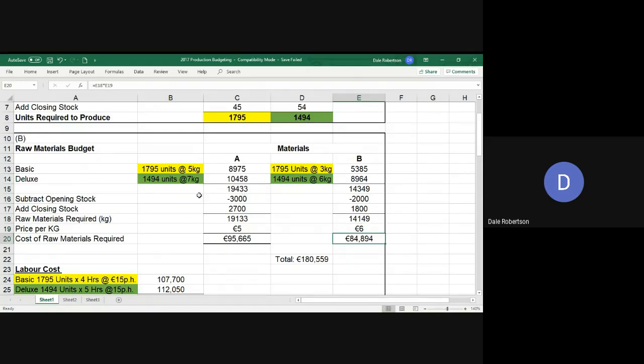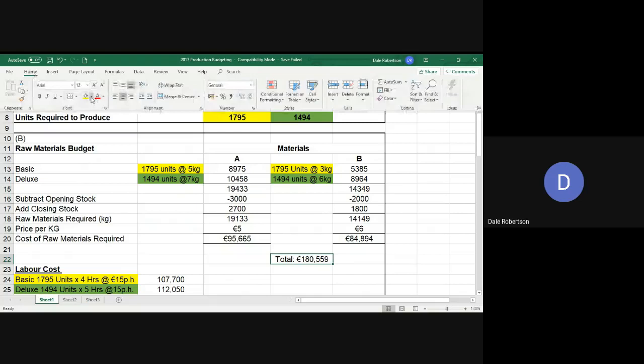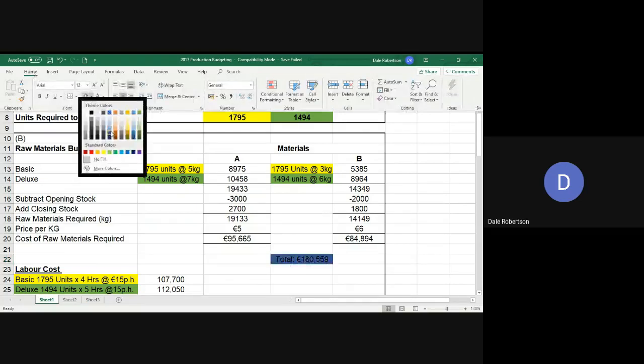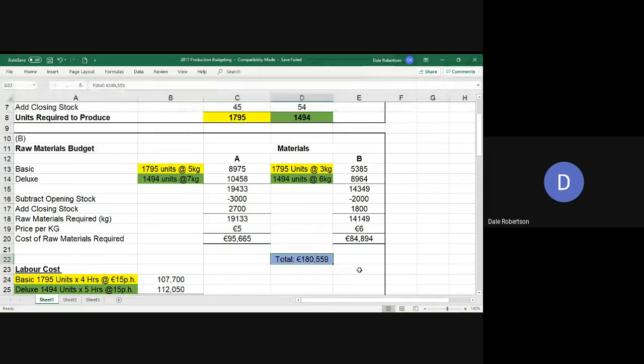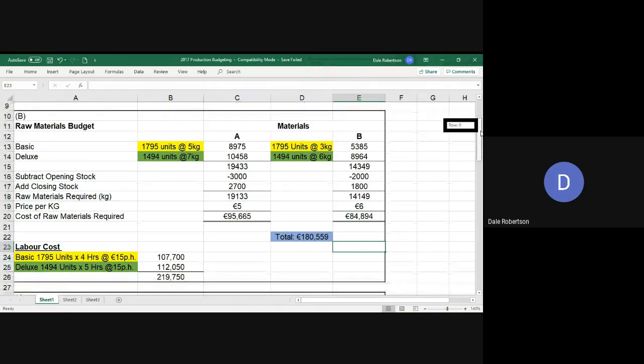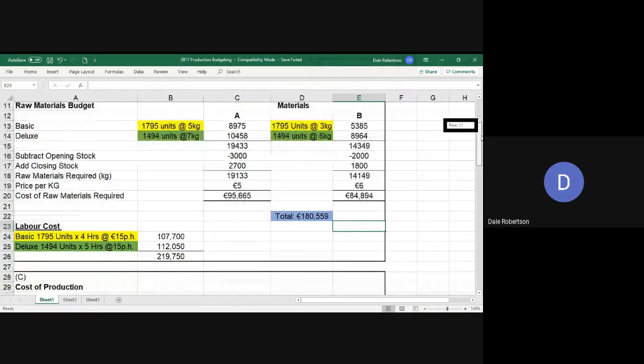You combine A and B together to get this number here. Let's highlight that number there. We'll probably use it later in the question. That is your total cost of raw materials, and that is part B done. However, I tend to answer a little early part of part C here.